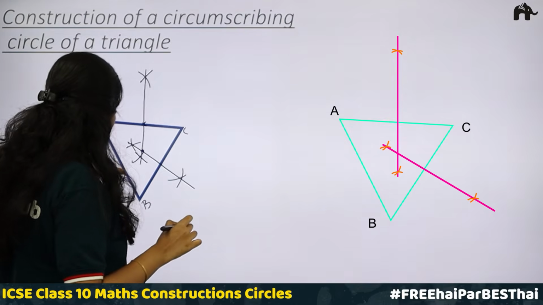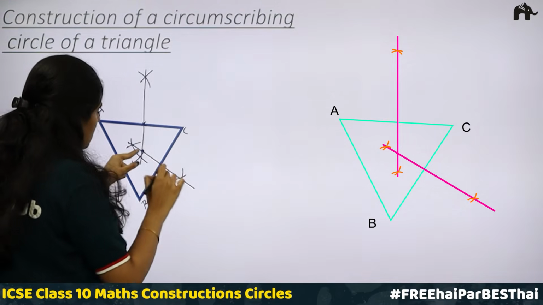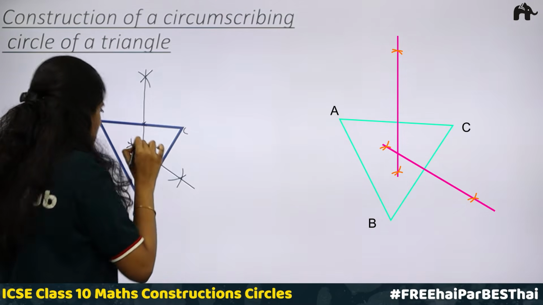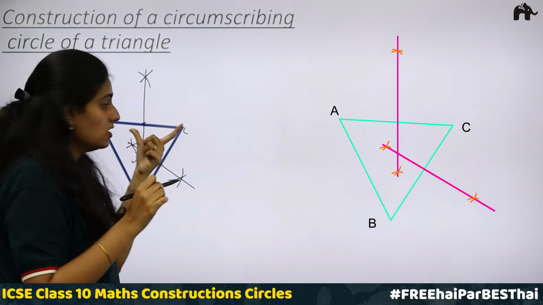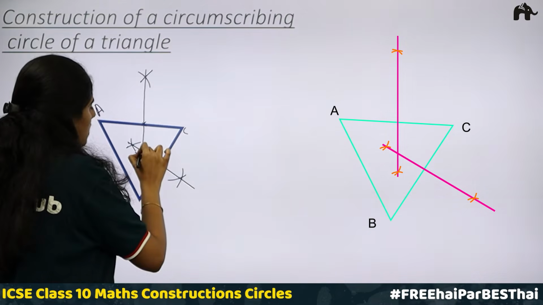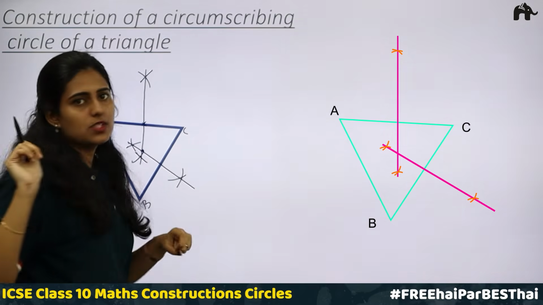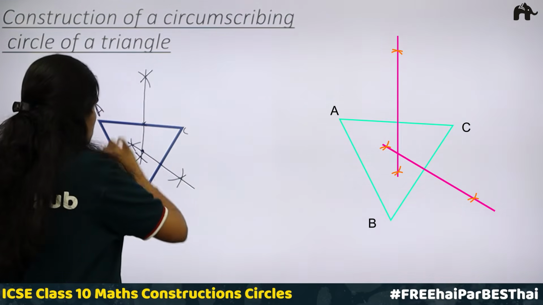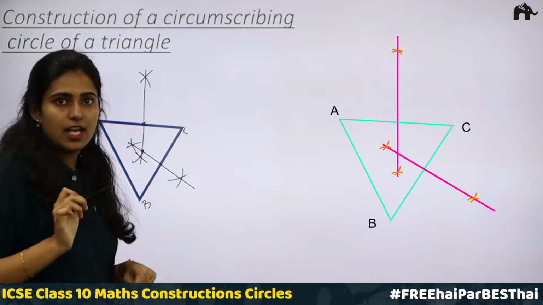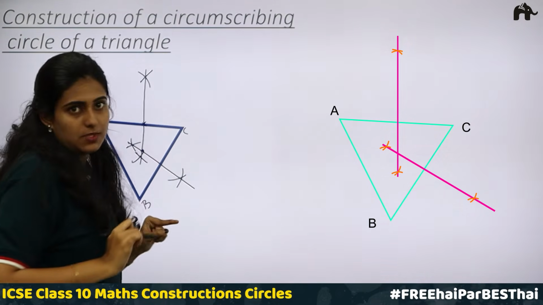Now if you draw the perpendicular bisector of AB, again we will be getting a perpendicular bisector which passes through this point where the perpendicular bisectors of AC and BC intersect. So this point is the center of the circumscribing circle. Now what is a circumscribing circle? A circle which touches all the vertices of the triangle is a circumscribing circle. And this point is the circumcenter.